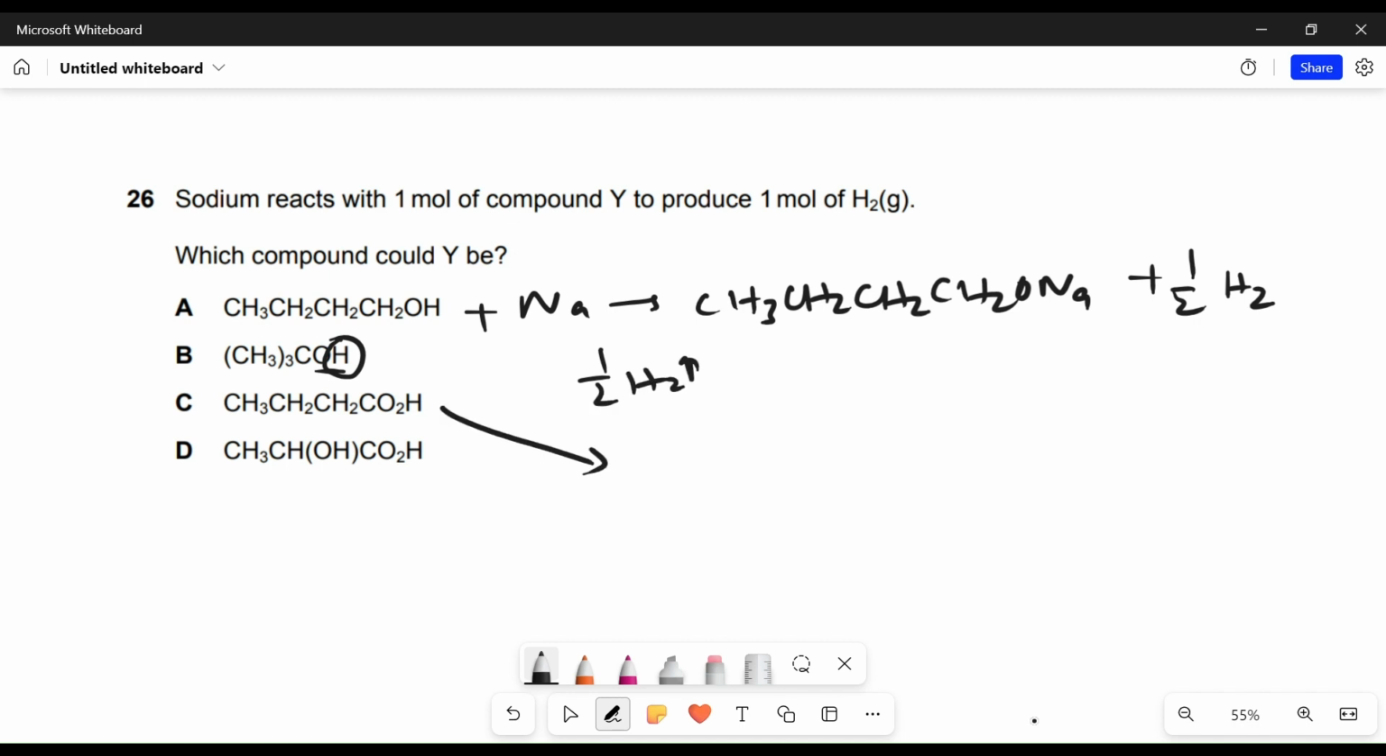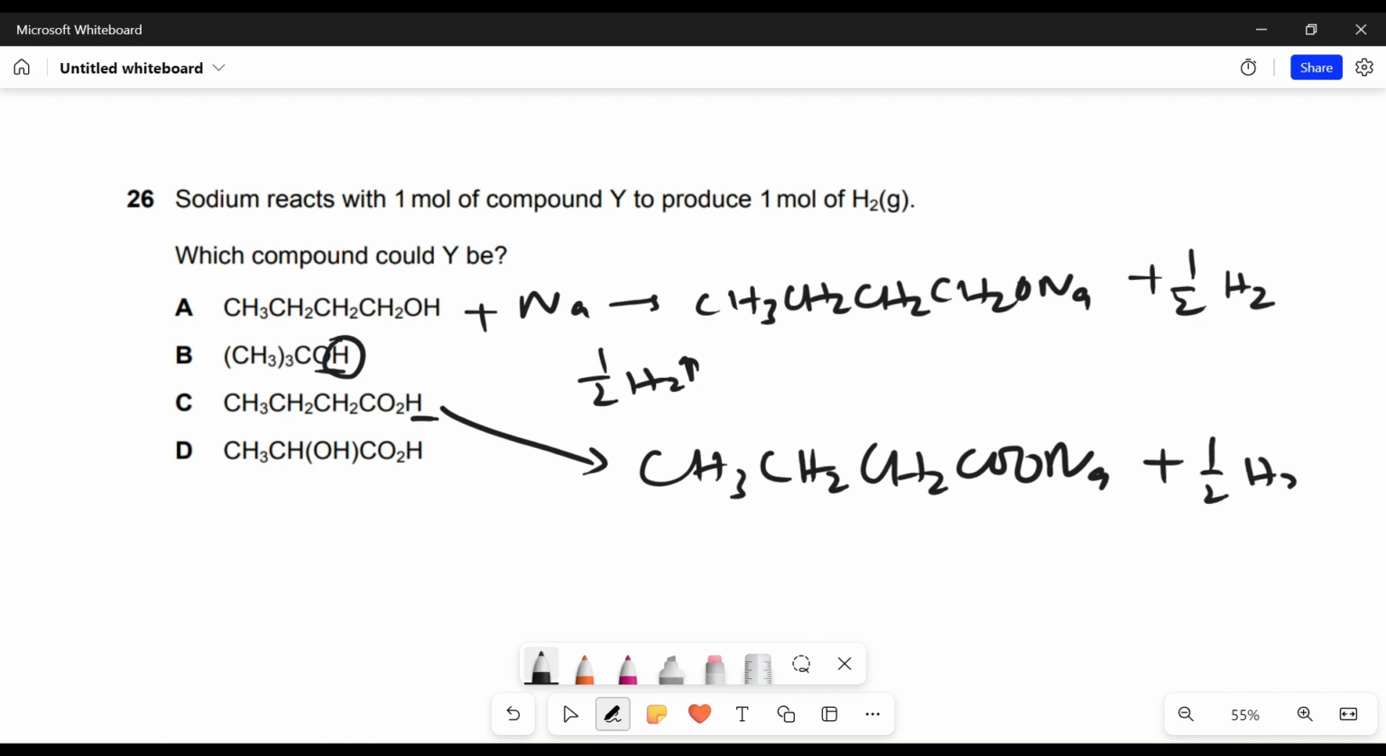Option C is a carboxylic acid. This is butanoic acid, so it will form sodium butanoate, CH3CH2CH2COONa, and this hydrogen will be replaced by sodium and it will form half a mole of hydrogen gas. But option D contains two functional groups. One is the OH functional group and the other one is the carboxylic functional group, COOH. That means both these hydrogens will be replaced by sodium.